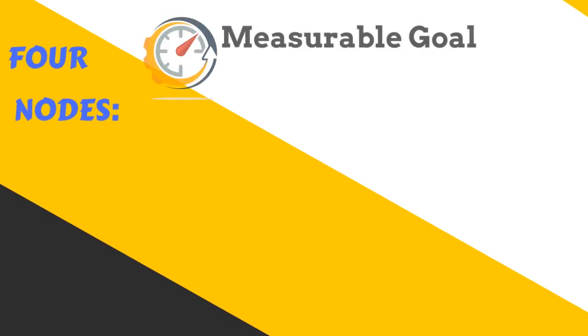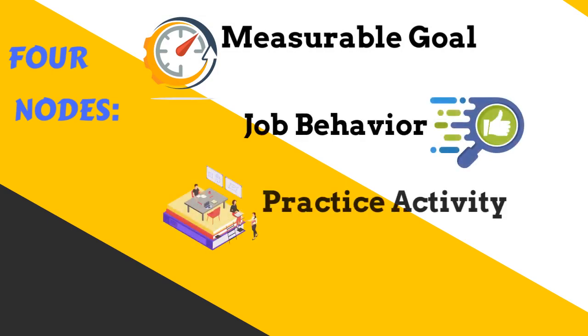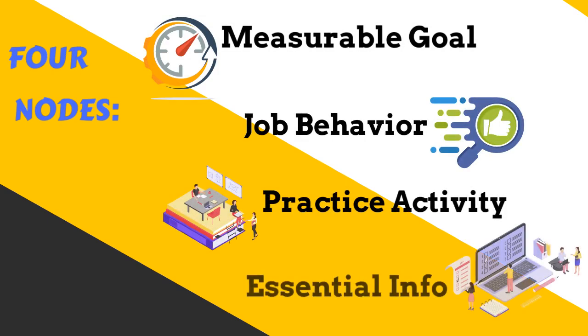There are 4 nodes in the execution of action mapping. These are 1. Measurable goal, 2. Job behavior, 3. Realistic practice activity, and 4. Essential information. In the next slides, I will be discussing the step-by-step process and the things you need to consider in each step.